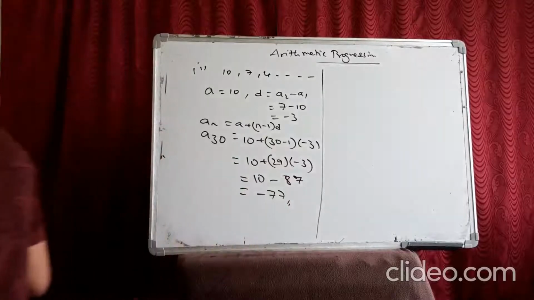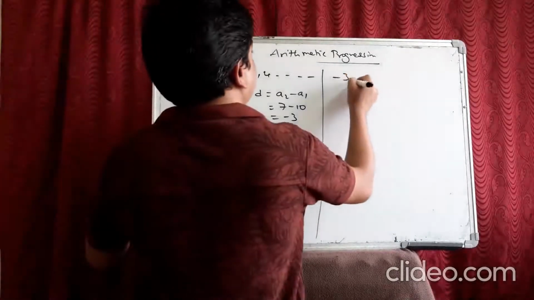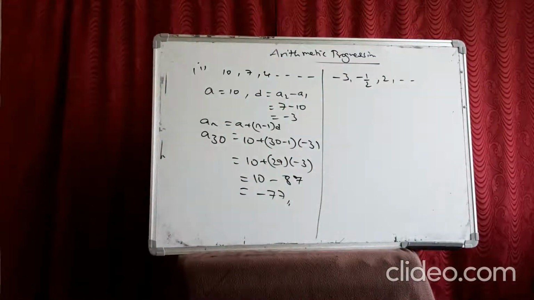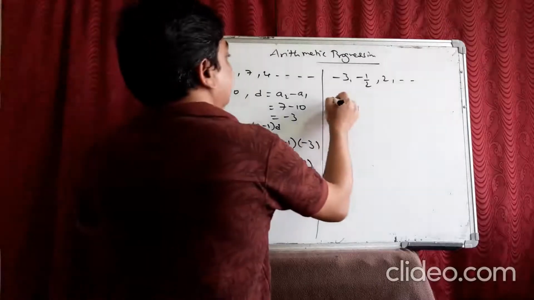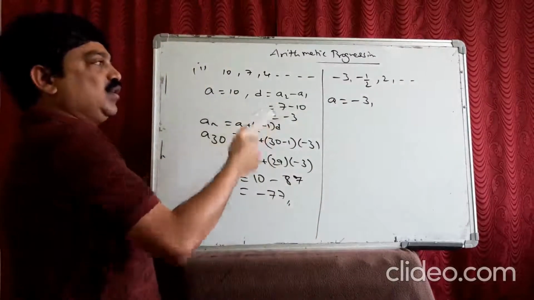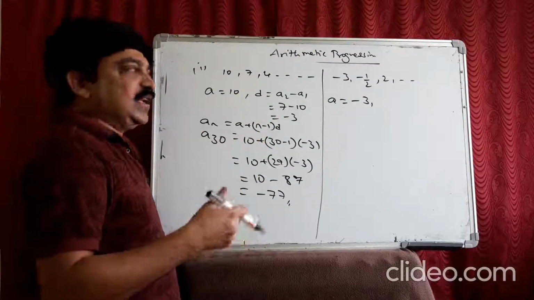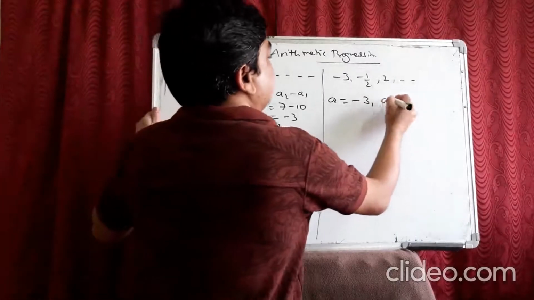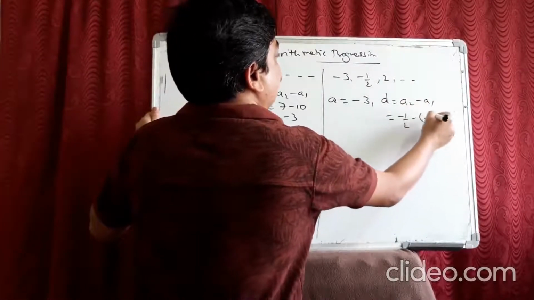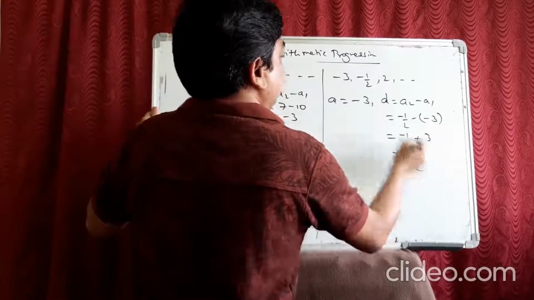In the same way, 11th term of an AP: minus 3, minus 1 by 2, 2, and so on. So what is a here? No need to do a3 minus a2 here, because they have given us that this series is in AP. a is this, and d will be a2 minus a1: minus 1 by 2 minus (minus 3), minus 1 by 2 plus 3, 5 by 2.